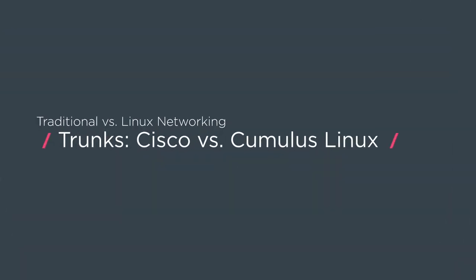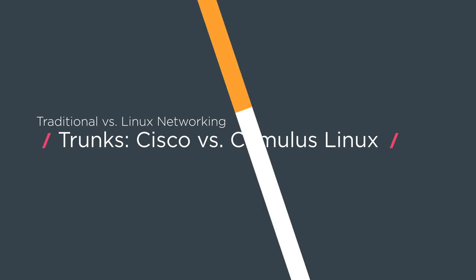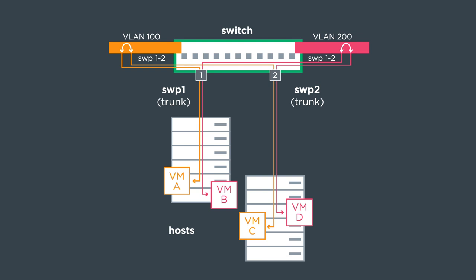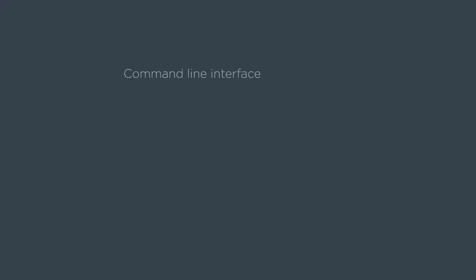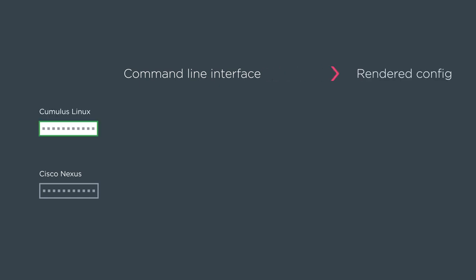For this video, we're going to talk about trunk ports. A trunk port is a port that carries multiple VLANs. It is IEEE standard 802.1Q. There are always going to be tagged VLANs, and there's going to be one native VLAN that is the untagged VLAN on that port. So what we're going to do is show the command line interface for both a Cisco Nexus device and a Cumulus device, and then the rendered config that's created on both of them.